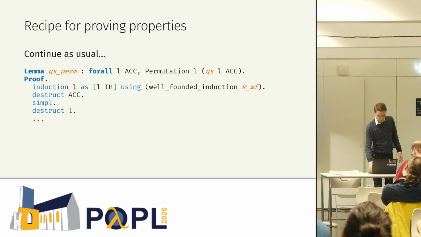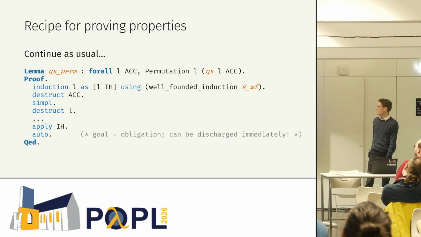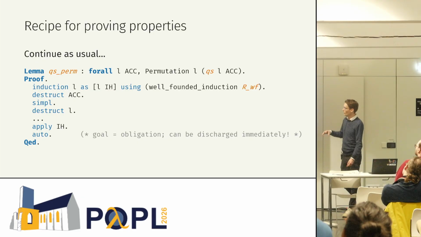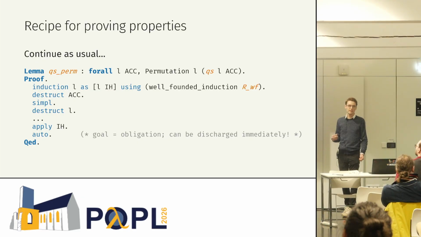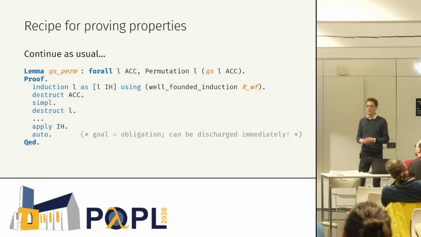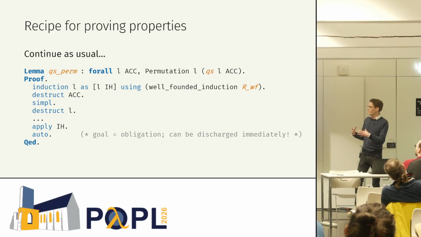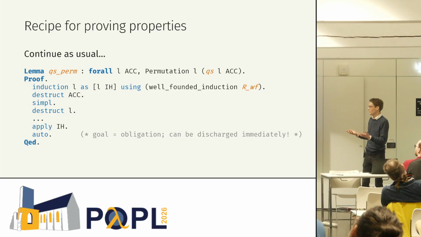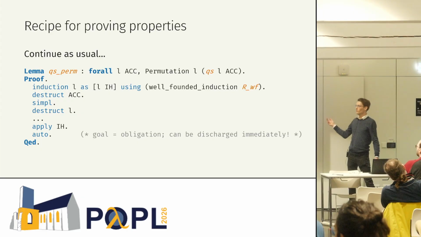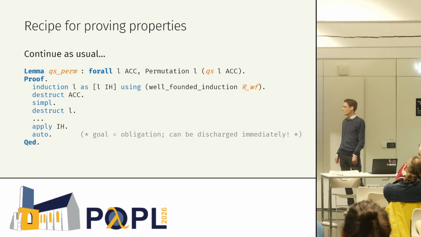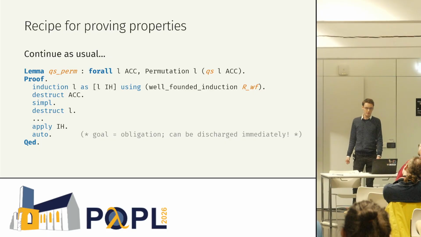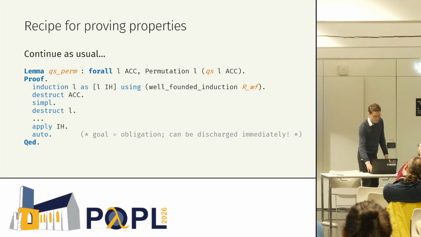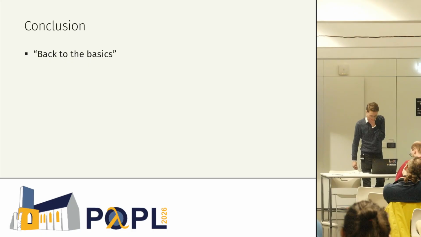At some point, you will, of course, apply the induction hypothesis, and then the goal, most likely, is exactly an obligation as you showed during the definition, because you need to show that the argument you apply the induction hypothesis on is smaller than L, basically. So this is exactly an obligation. And because we added this lemma previously as a hint, the goal can be discharged immediately. And so this is a small bit of convenient automation.